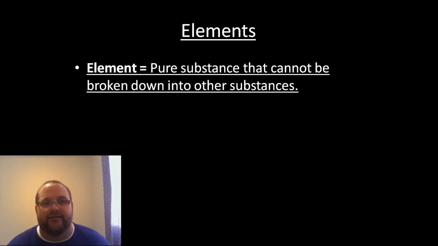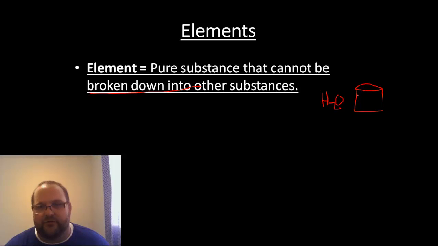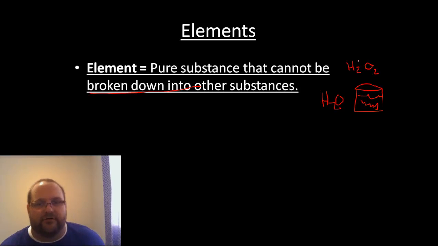Now, if we're talking about matter, there's a bunch of different ways to classify matter, and one way is an element. An element is a pure substance that cannot be broken down into other substances. Water is a great example. If I have a beaker of water and I run an electric current through it, here's a little lightning bolt, I can separate that water, H2O, into hydrogen gas and oxygen gas. So we can separate water into its component parts.